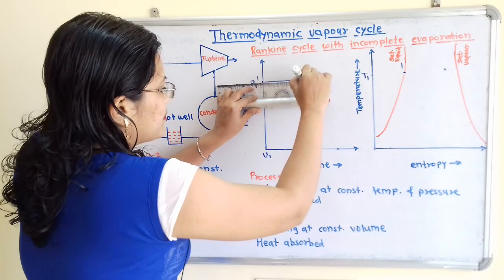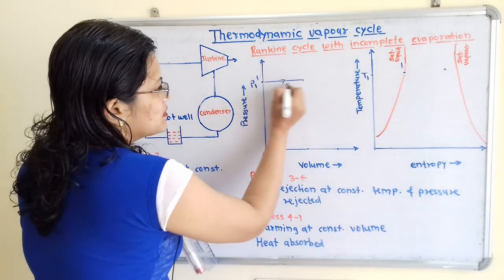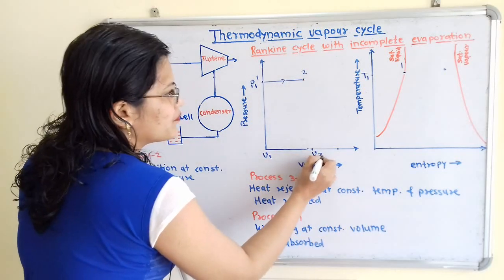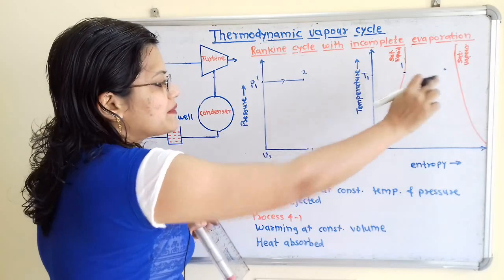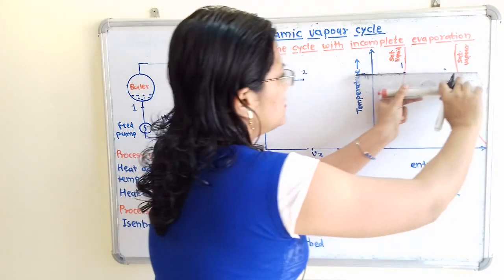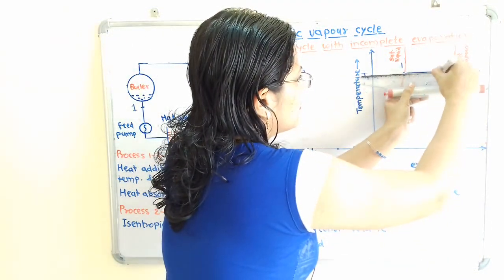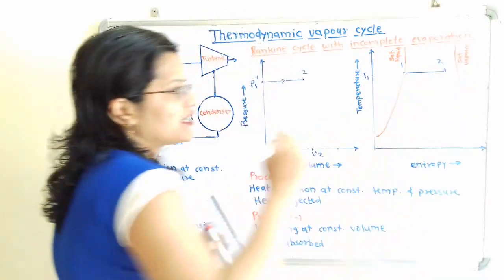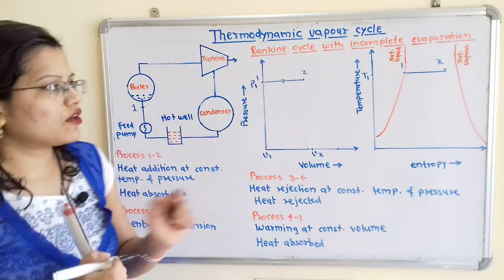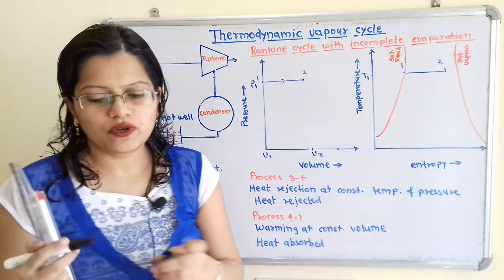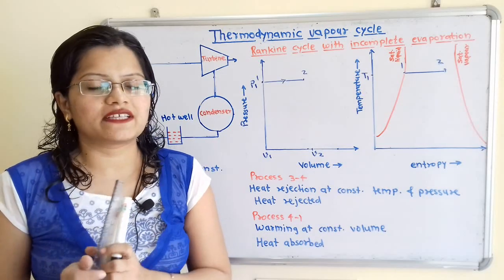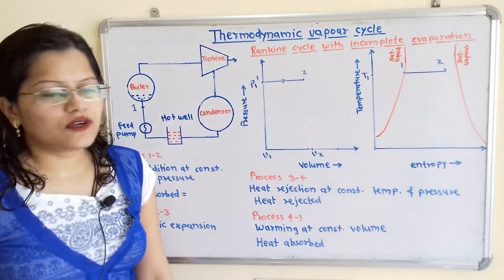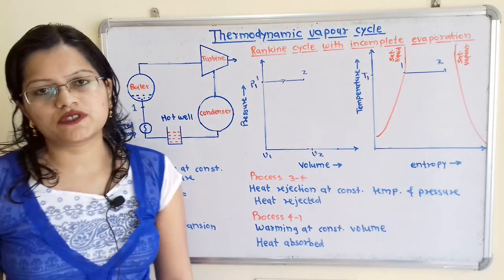Pressure will remain same, but its volume will get increased. So here will be point 2 with volume V2. And now here temperature will remain constant but entropy increases. So we have to show wet steam. So I will show here point 2 with dryness fraction x2. Because point 2 is the wet steam, it is having some dryness fraction, or we can say quality, and it is x2. Now how to calculate the heat absorbed during this process 1 to 2?